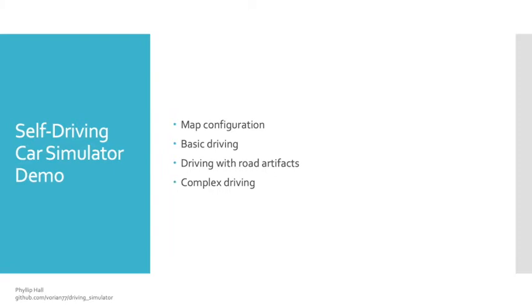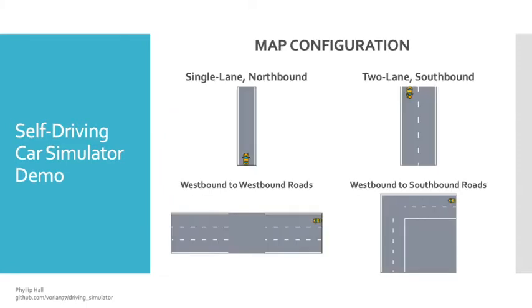To demo this simulator, I'd like to show how maps are configured, how the car drives through a map, how the car interacts with road artifacts, and finally show the car driving a complex map that demonstrates all its capabilities. The map maker allows roads and the artifacts that appear on roads to be configured. The roads of a map can have any number of lanes, though all roads in a map have the same number of lanes. Roads themselves have two attributes, direction and length.